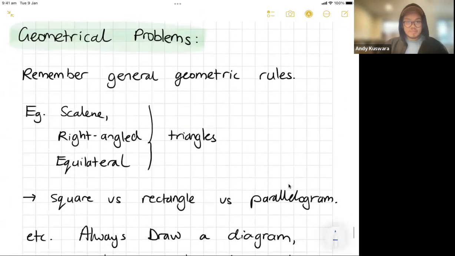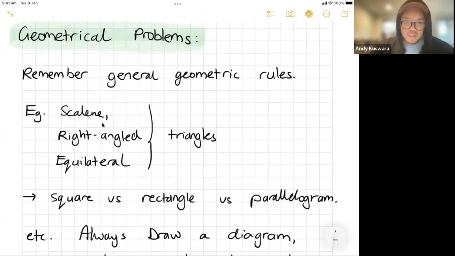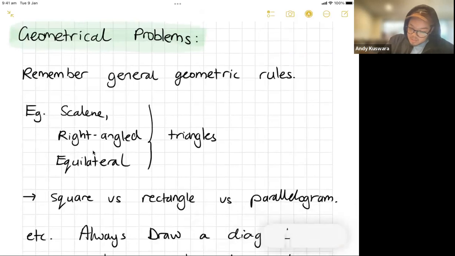Last one, geometrical problem. Now, just remember your general geometric rules here. You'll need to remember things about scalene, right-angled, equilateral triangles. Basically, scalene is no equal sides. Right angle means that there's a right angle. Equilateral means it's 3 equal sides. The other one that I didn't put there, which we're going to use, is don't forget isosceles.